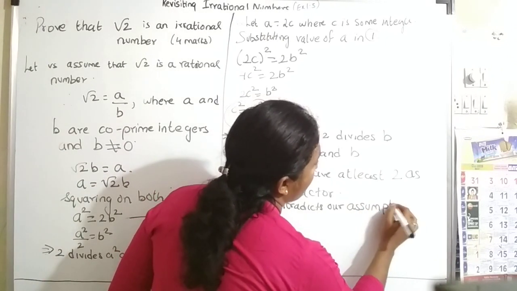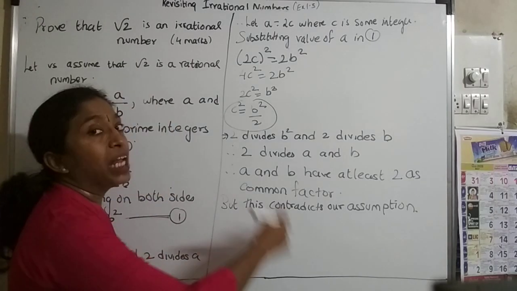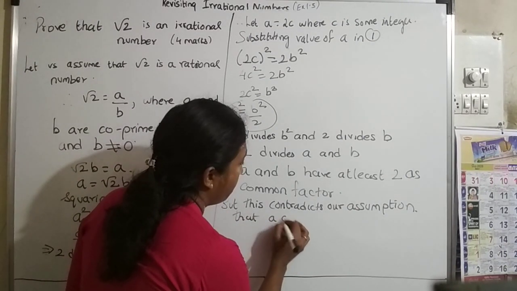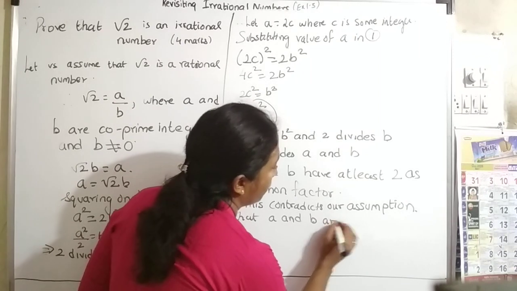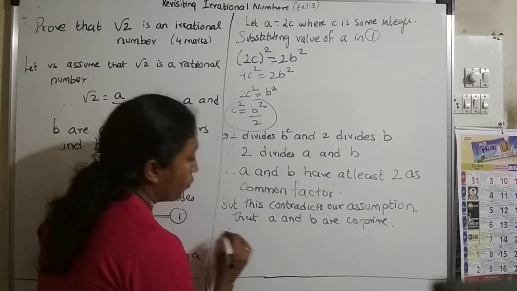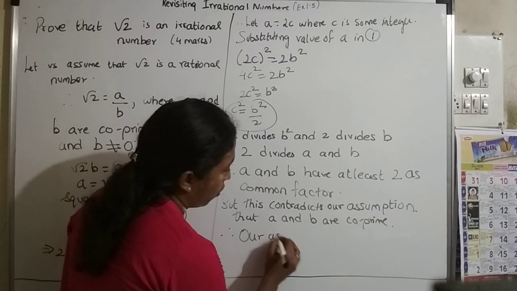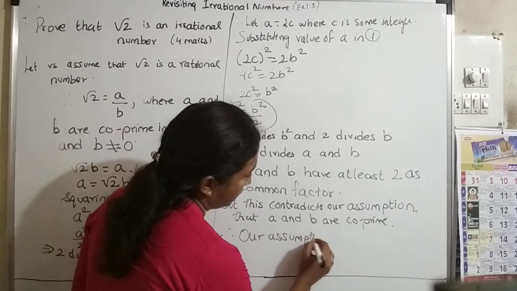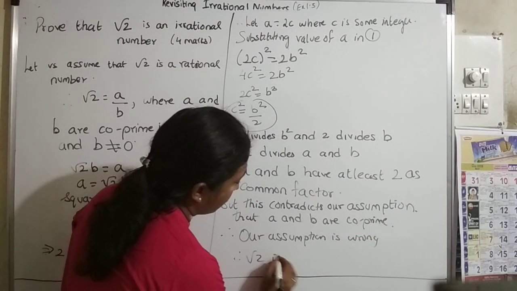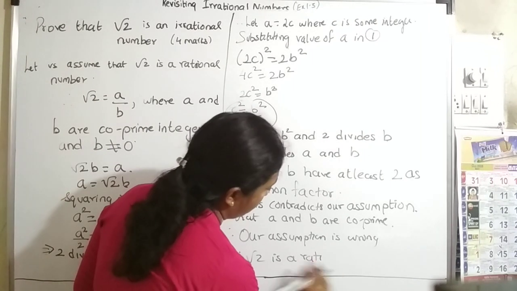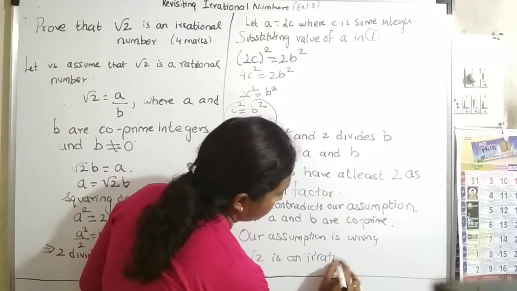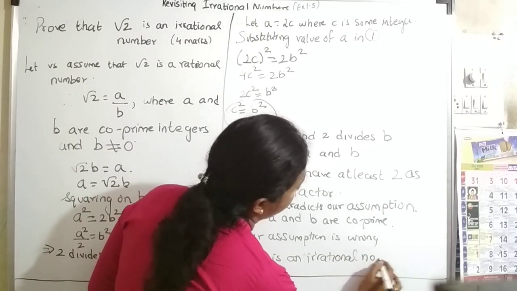But this contradicts our assumption that A and B are co-prime. Therefore, our assumption is wrong. Therefore, root 2 is an irrational number.